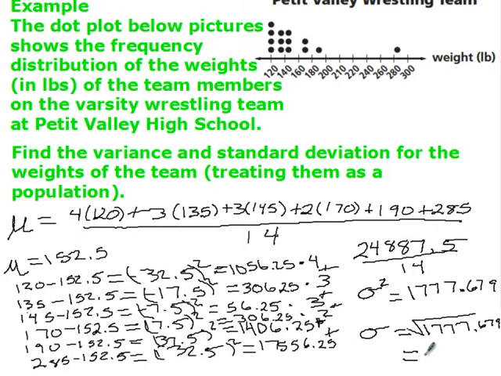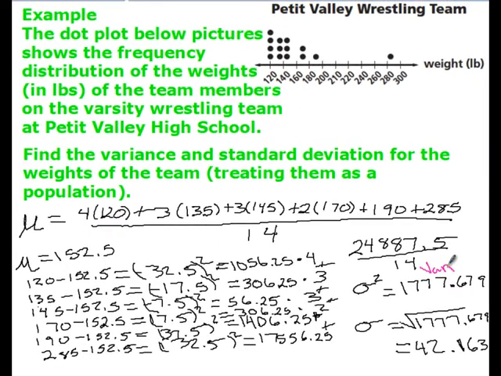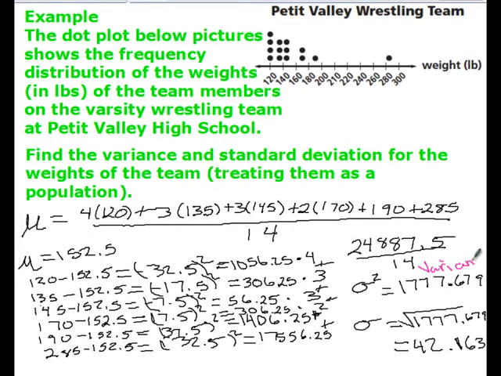And so now my standard deviation, or just my sigma, is going to be the square root of that, which is 42.163. And we'll look more in other chapters about what we want to have happen with this variance and standard deviation. But right now we just need to practice finding them. So I got a variance of 1,777.679 and a standard deviation of 42.163. And that was when we treated the data that we have as a population.